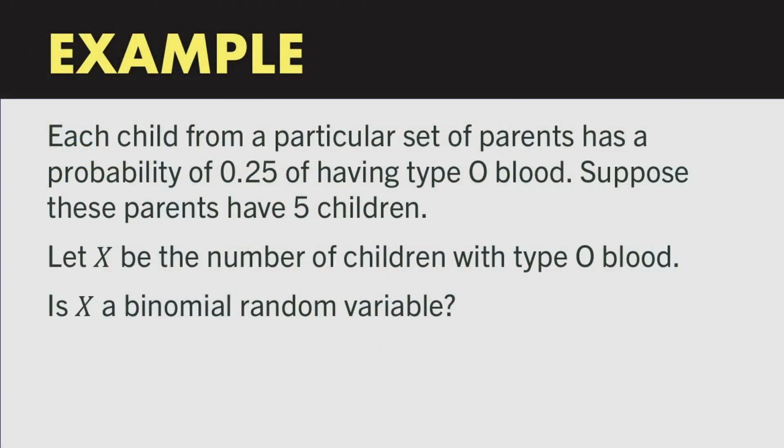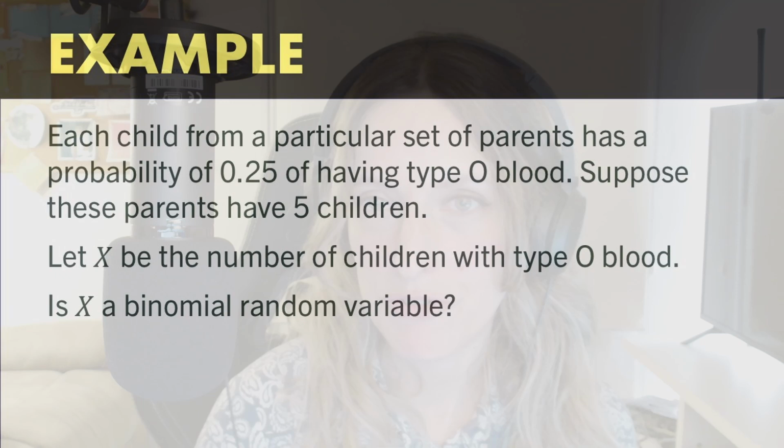For example, each child from a particular set of parents has a probability of 0.25 of having type O blood. Suppose these parents have 5 children, and let's call x the number of children with type O blood. We want to know if x is a binomial random variable. Let's see if it meets all the conditions. First, it needs to be binary. And yes, it is. The child either has type O blood or it doesn't. We can classify this as success or failure.